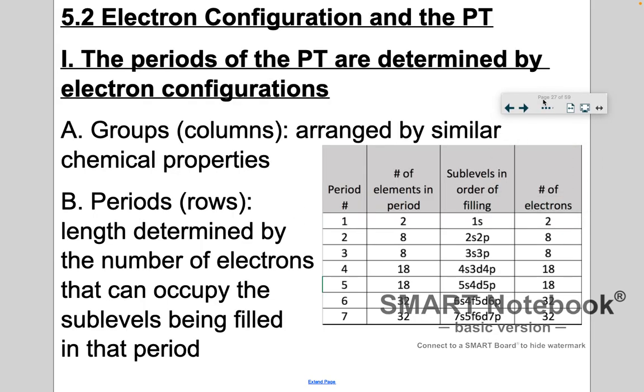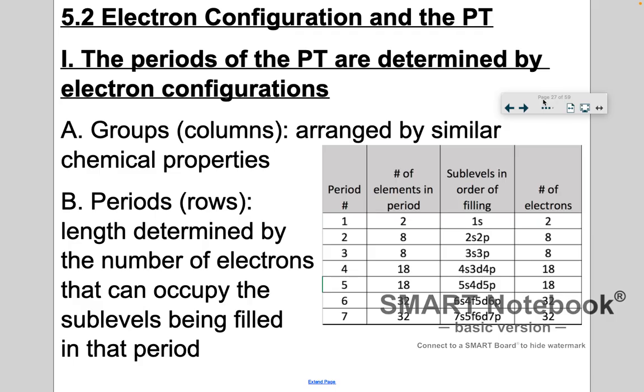So the rows of our periodic table are determined by electron configurations. Before I jump into that and discuss this table here, whenever we are talking about groups and periods, groups are the columns in the periodic table, and there are 18 groups. Elements in a group are arranged together by similar chemical properties, and the reason for that is because they have a similar number of electrons in the outermost energy shell.